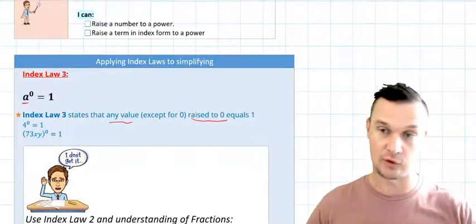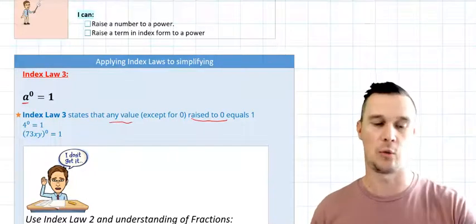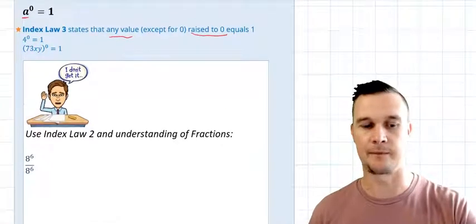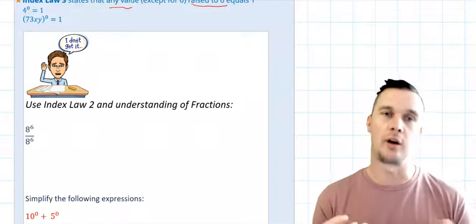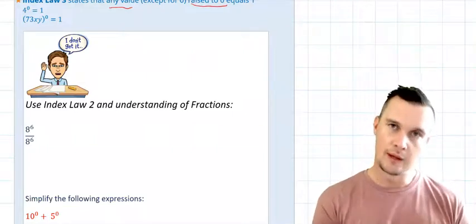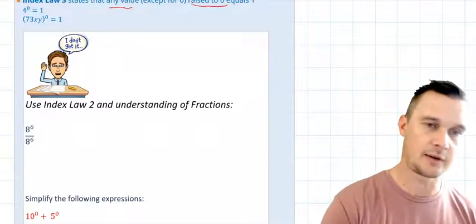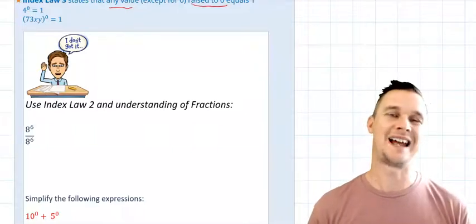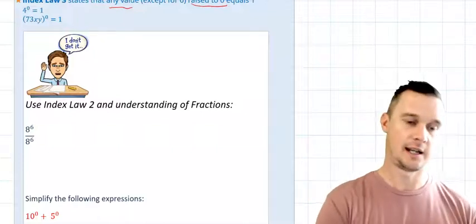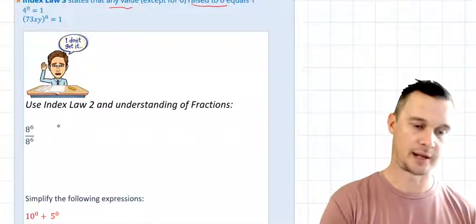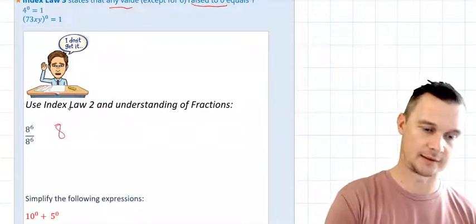So any value to the power of 0 will equal 1. It could be 15, 2,774 to the power of 0 will always equal 1. And if we want to understand why that is the case, we can apply a bit of index law 2 and also some understanding of fractions. So here I have an expression. I have 8 to the power of 6 divided over 8 to the power of 6. And we know that index law 2 basically says the powers are subtracted.